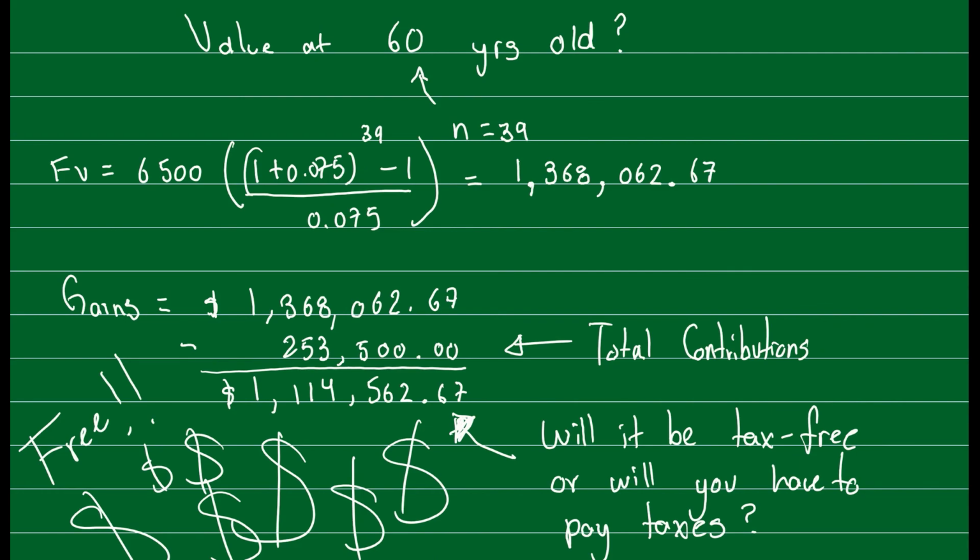What about at retirement? Ta-da! Let's see. What is the value at 60 years old? Remember we said that 39 years have passed, so the money has been able to compound in the account for 39 years. So 6,500 times my formula for 39 years, minus 1, divided by i, is equal to $1,368,562.67. That is amazing. Hopefully, right, we make it to that age.